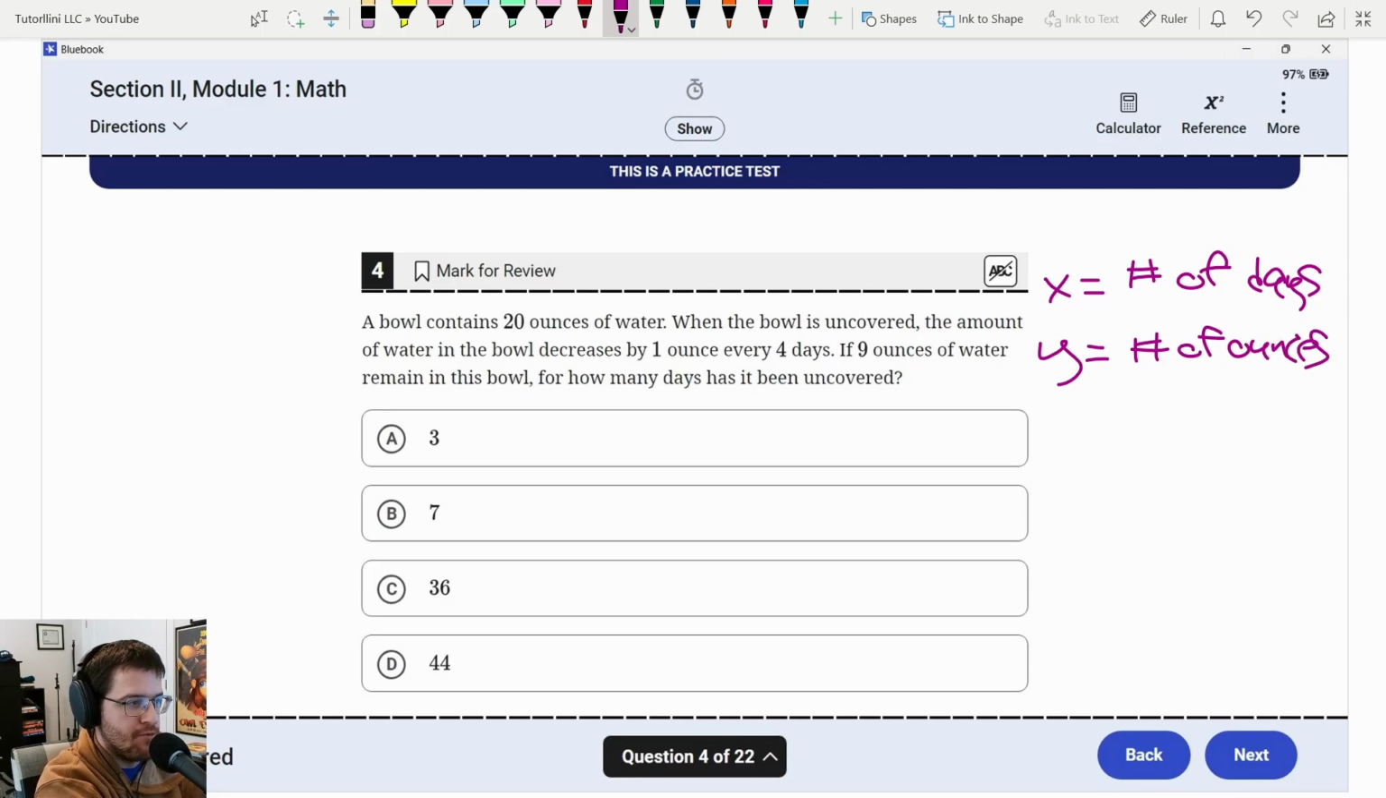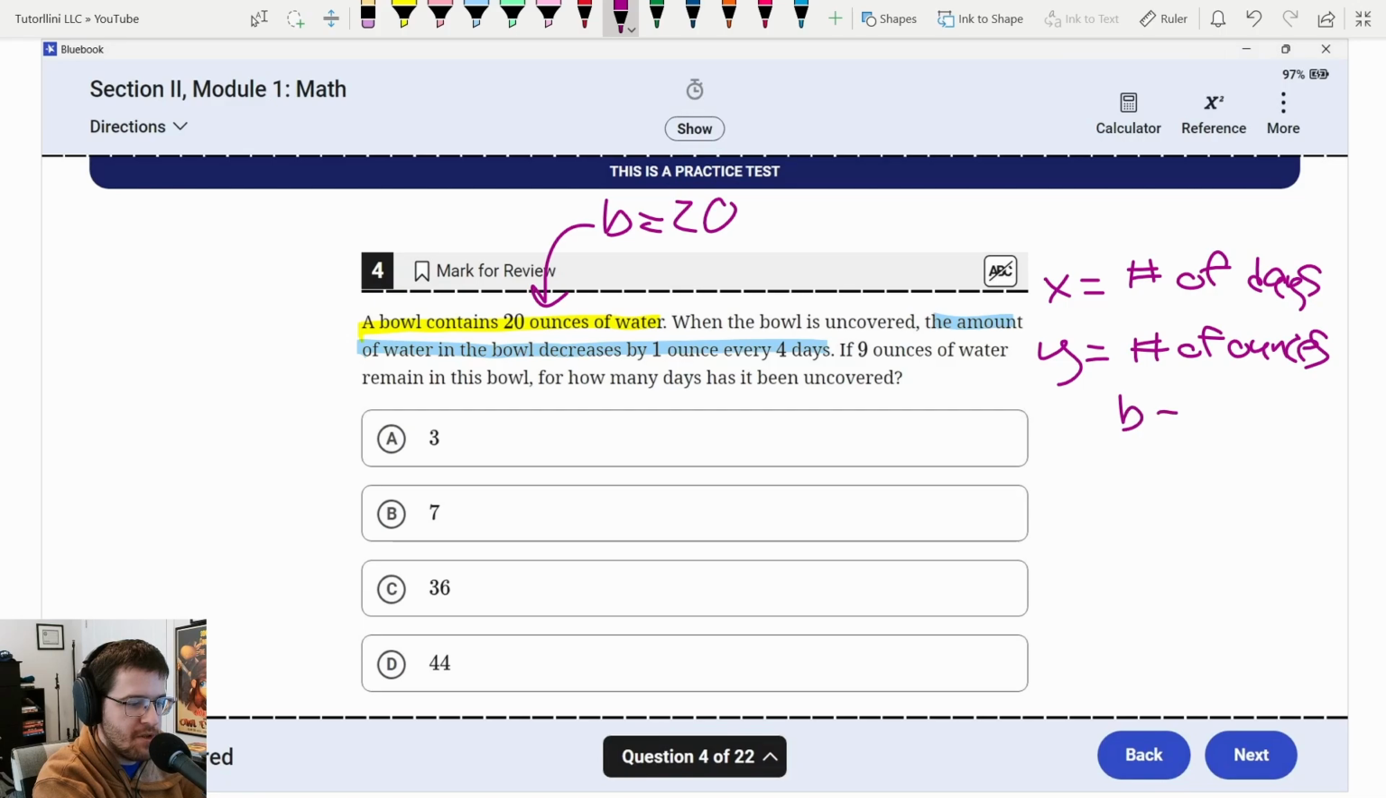And let's see what they tell me. So they say originally a bowl contains 20 ounces of water. I think that's the y-intercept. So it would be like 0, 20. On the 0th day, we have 20. So b, in mx plus b, is 20. That b is the y-intercept. This thing here is telling us the slope.